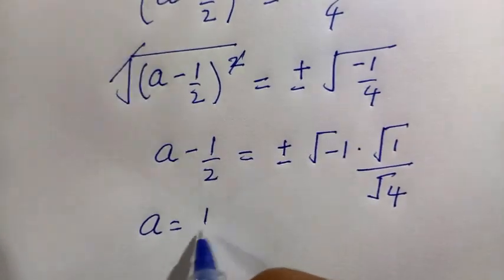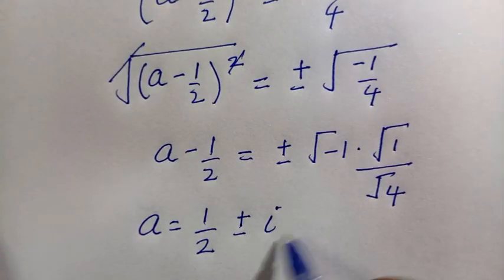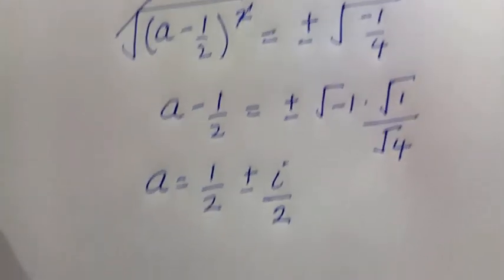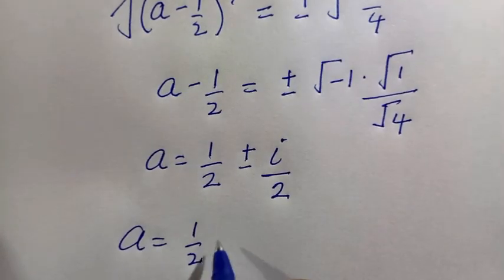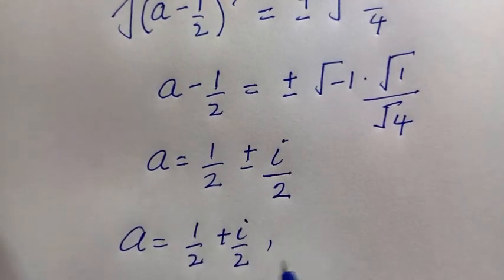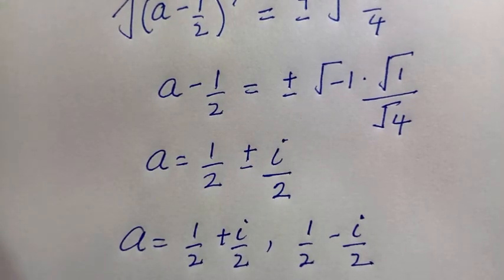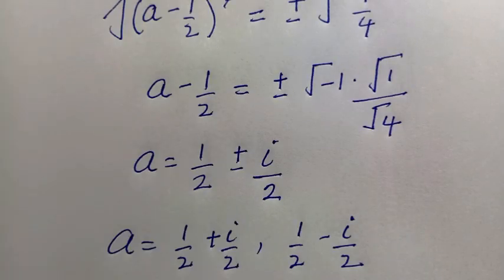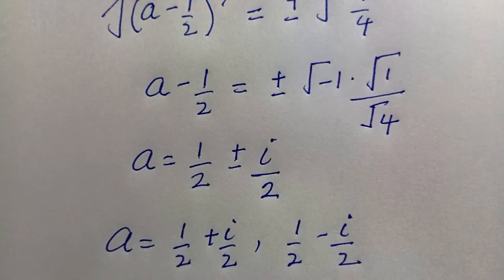We have a equals 1 over 2 plus or minus i, and the square root of 1 equals 1. 1 times i is i, divided by the square root of 4, that is 2. So therefore, we have two values for a here. a equals 1 over 2 plus i divided by 2, or we have 1 over 2 minus i divided by 2. So we got 3 solutions to this problem. We have the first one, which is a equals 1 divided by 2. And we also have a equals 1 over 2 plus i over 2, and 1 over 2 minus i over 2. So this is how to solve this.